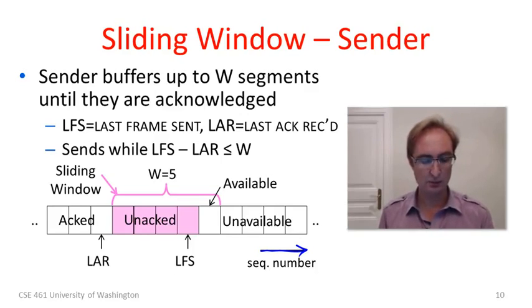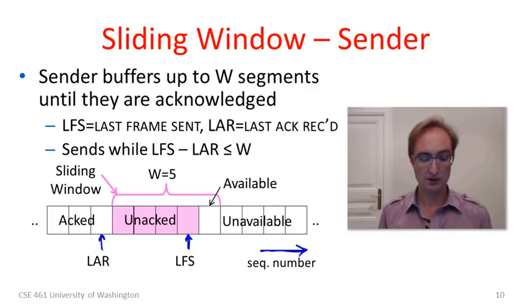We'll express the sliding window with a couple of state variables. One is going to be LFS, that's the last frame sent. That's here, so it's the highest numbered segment which has actually been sent out but not yet acknowledged. The other variable is LAR, the last acknowledgement received. So that's the number of the highest in-sequence acknowledgement which has been received from the other side.